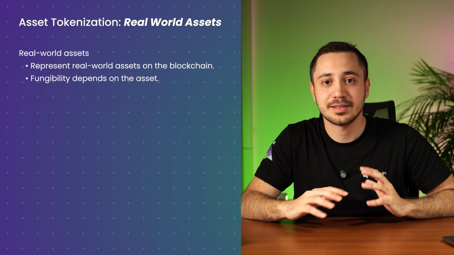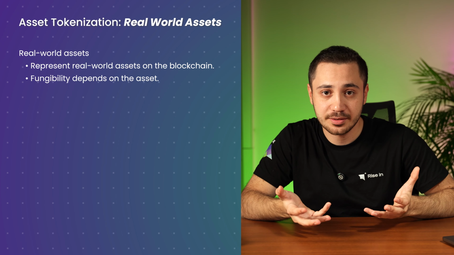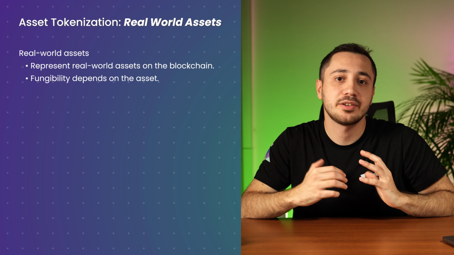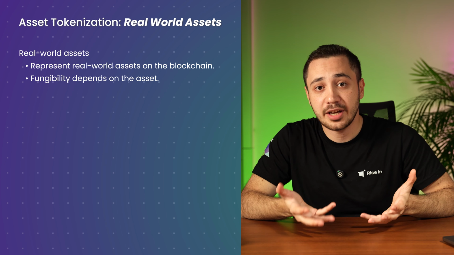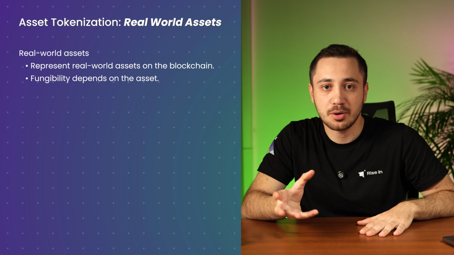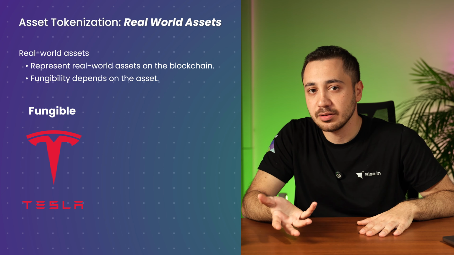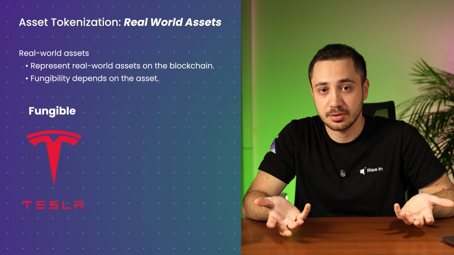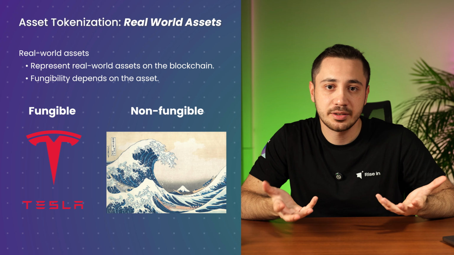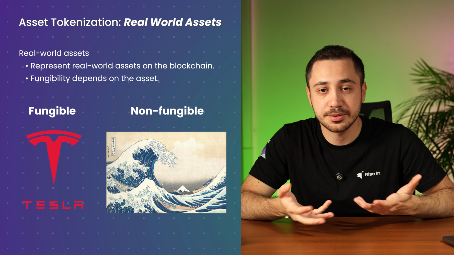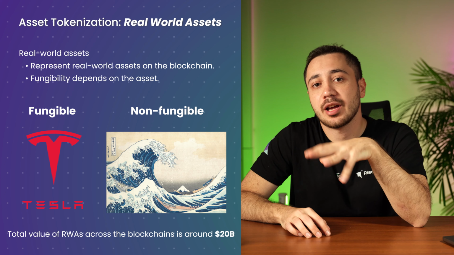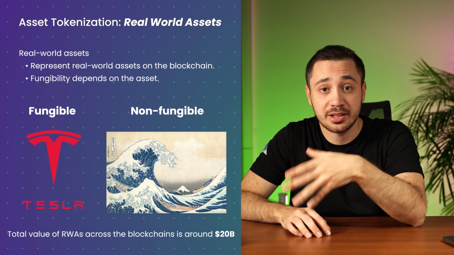Another hot topic on asset tokenization is real-world assets, or as we call them, RWAs. They are created to represent a real-world asset on the blockchain, and their fungibility depends on the asset they are corresponding to. One that corresponds to the Tesla stock will be fungible, because all Tesla stocks cost the same. On the other hand, if it's representing paintings of a famous painter, that will be non-fungible, because each painting can cost different. And the current value of real-world assets around the blockchains is $20 billion.